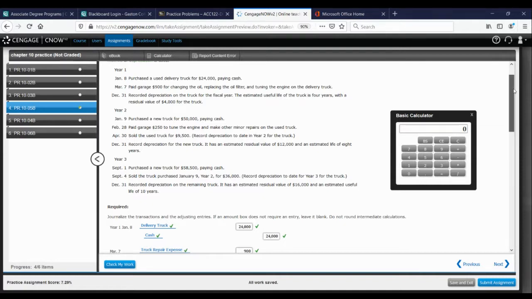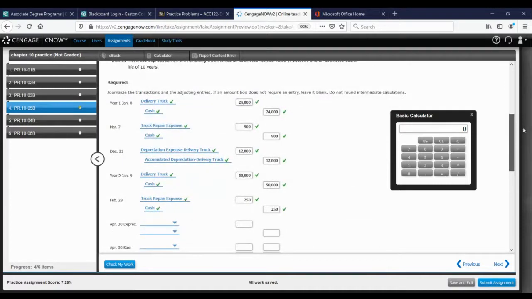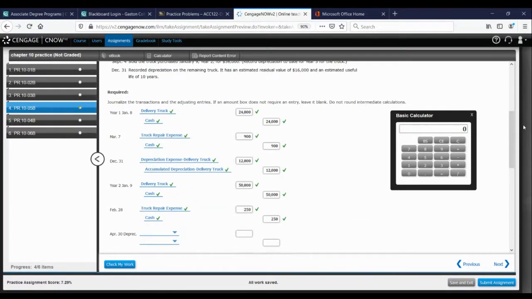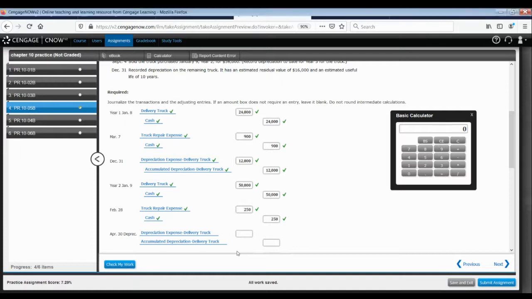So first of all, they're asking us in Cengage to record the depreciation amount that we have to bring up to the date of the sale. The depreciation entry that we would record is just like our adjusting entry. It really is an adjusting entry. It's just done in the middle of the period right before we are going to sell our asset, because we need to know what the book value is at the date of the sale of that asset so we can record a gain or a loss. So we're going to debit our depreciation expense and credit our accumulated depreciation on the delivery truck.